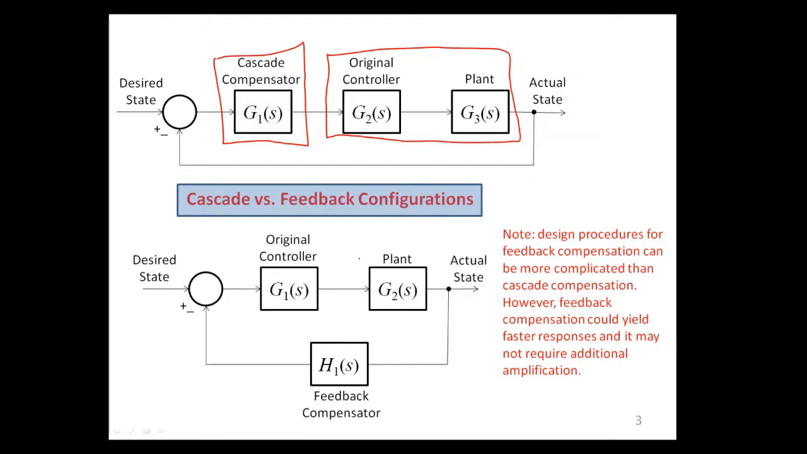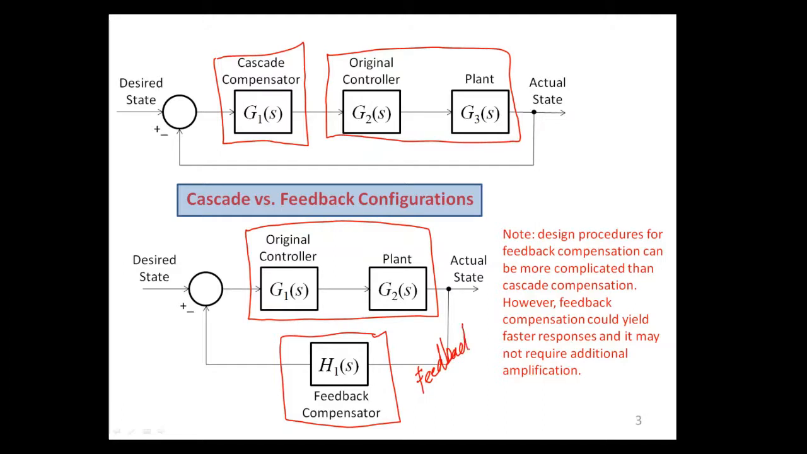On the other hand, in this second block diagram, we can see that the initial forward path is left untouched, and what we are doing is adding a compensator in the feedback loop, or what we so-called a feedback compensator. So in this case, this gives us the feedback configuration.